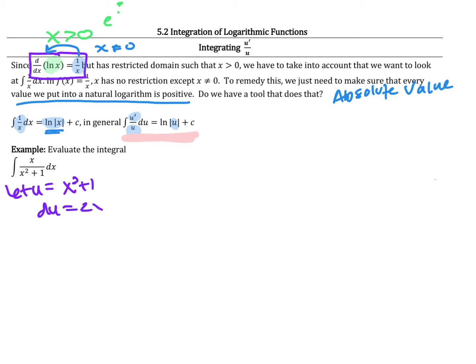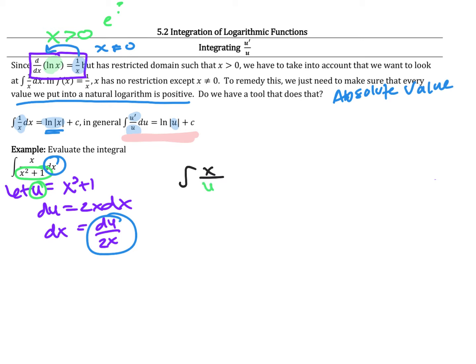So du is going to be 2x dx, and if I solve for dx, it's going to equal du divided by 2x. So I'm going to replace x squared plus 1 with u, and I'm going to replace dx with du over 2x. So let's go ahead and rewrite this integral. We now have the integral of x over, our new denominator is u, and instead of dx, du over 2x. So does anything simplify here?